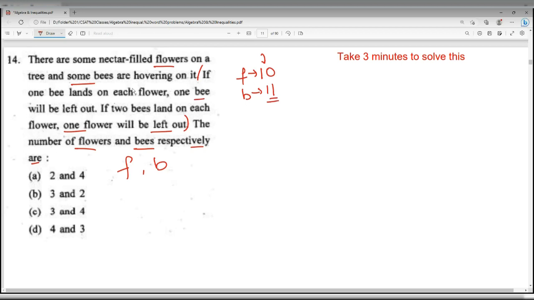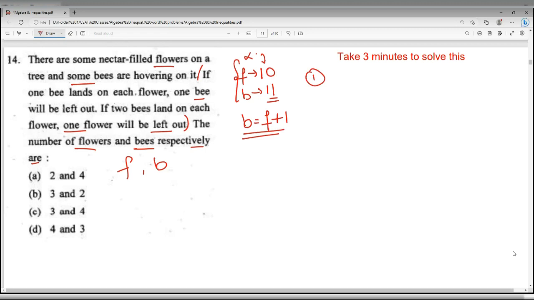So the number of bees here would be 1 more than the flowers. If there are 10 flowers, there will be 11 bees, so always one bee will be left out. So we can write that equation as B is equal to F plus 1. This is like using numbers to get clarification, and then you forget this. This is just for confirming this equation.